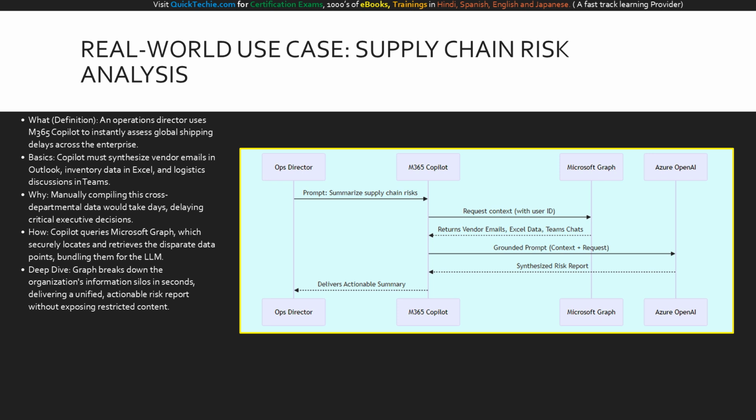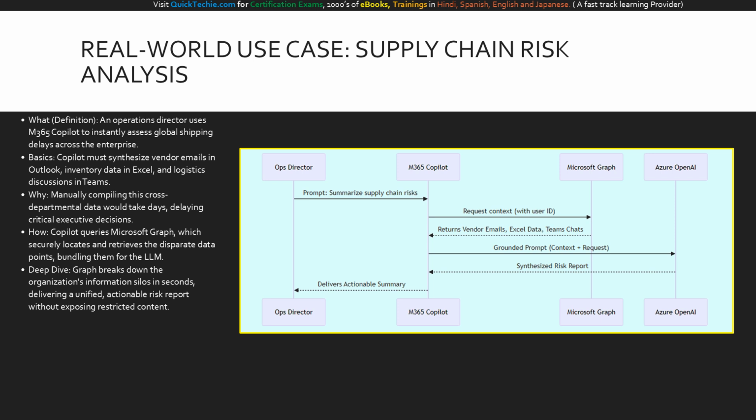Let's walk through this sequence diagram to see exactly how this supply chain use case unfolds in real time. It begins on the far left when the operations director submits a prompt to Microsoft 365 Copilot, asking to summarize supply chain risks. Copilot doesn't go straight to the AI model. Instead, it moves to the second step, sending a context request to Microsoft Graph using the director's secure identity. Graph does the heavy lifting, retrieving data across multiple silos, returning relevant vendor emails, Excel data, and Teams chats simultaneously.